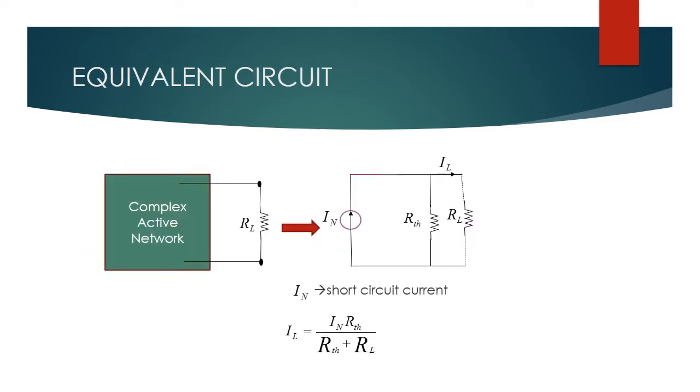Now let us see the equivalent circuit for Norton's theorem. For any complex active network, RL is the load resistance connected. It can be converted into a current source parallel with Thevenin's resistance, which is connected across the load resistance RL. IL is the current flowing through the load resistance. Here IN is the Norton current or short circuit current. The load current can be calculated using the formula IL is equal to IN into RTH divided by RTH plus RL. So this is nothing but the total current into the other branch resistance divided by the sum of the branch resistances, that is IL is equal to IN RTH divided by RTH plus RL.